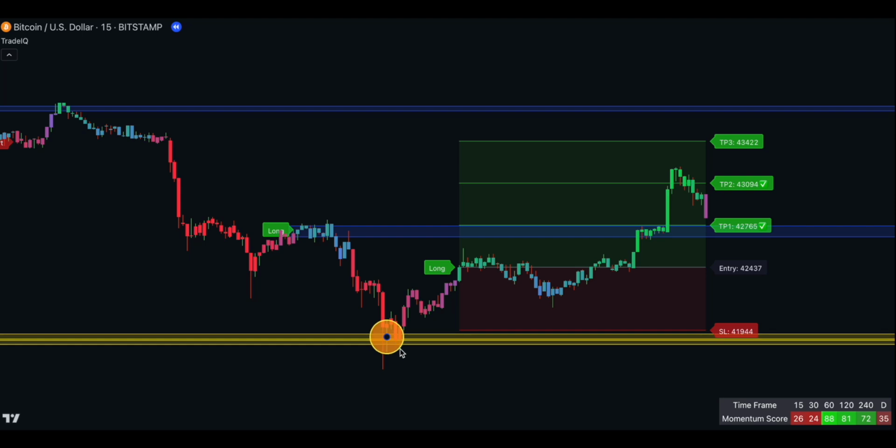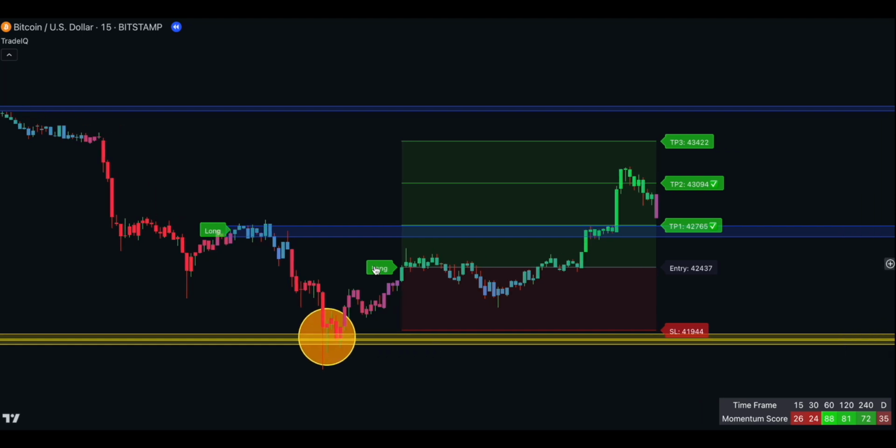First, the price finds support at the demand level. Second, the indicator generates a buy signal. When the price reaches the first TP, the stop loss is adjusted to break even. Part of the position can be taken off every time the price reaches a new TP target.